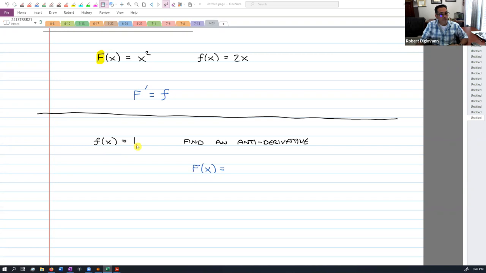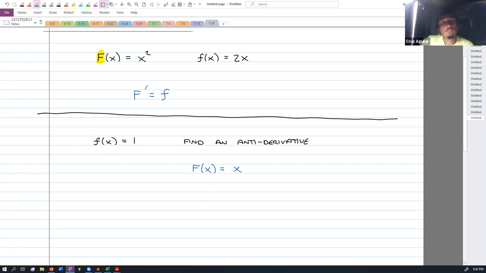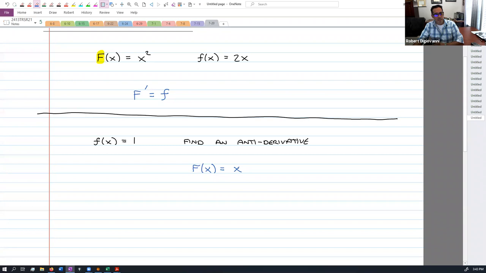Would you just go with x? X. There you go. So Cruz, what you should be thinking is, what do I take the derivative of to get one, right? So x, exactly. X would work. That's an antiderivative. All right, Cruz, I'm gonna stick with you. Can you give me another antiderivative? Just one again? Yeah, for that when you take the derivative of it, you will get one. But I don't want you to give me the same answer. I want you to give me something a little different.